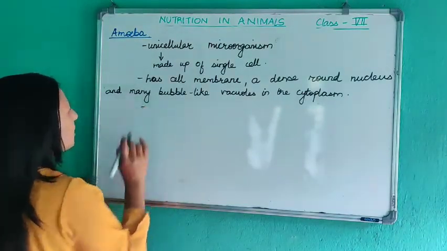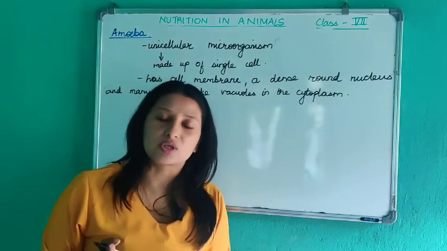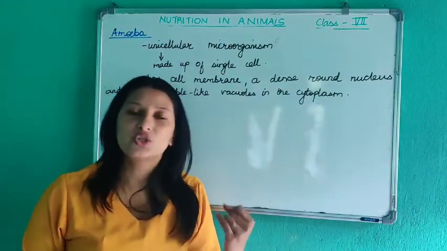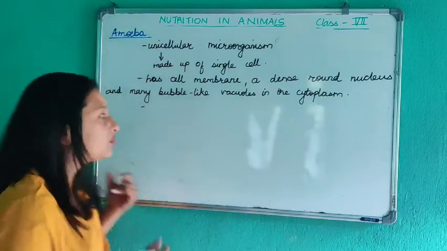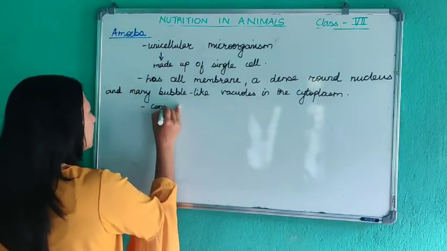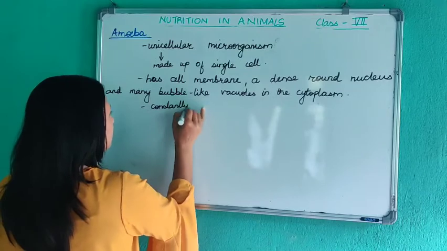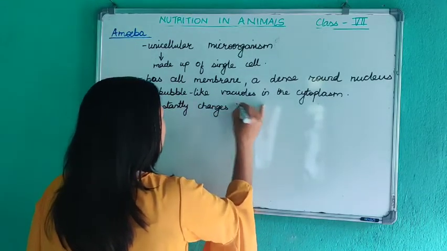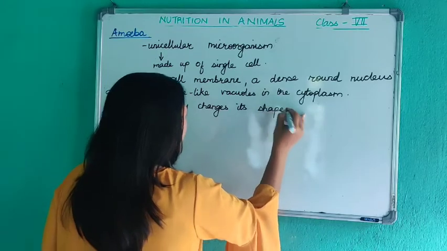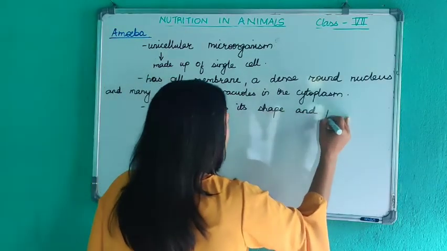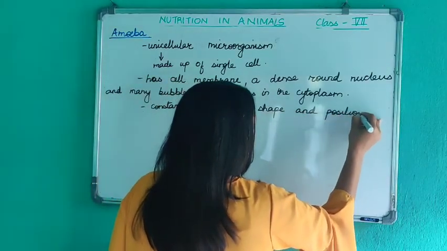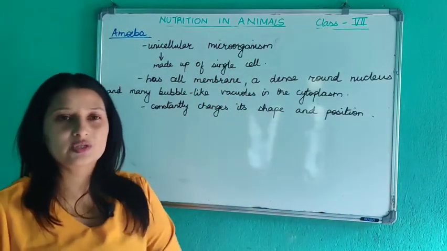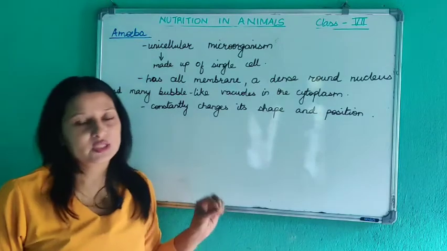Okay, now one interesting feature about amoeba is that it constantly changes its shape and position. Okay, so यसले continuously आफ्नो position र shape change गरिबस्छ. So त्यसको एउटा fixed shape चाहिँ हुँदैन.